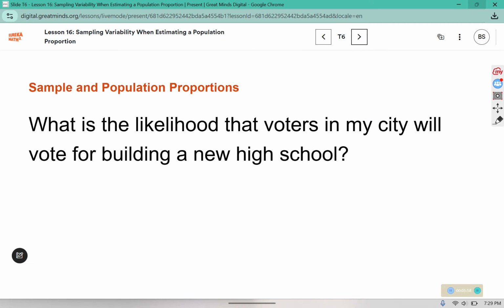What is the likelihood that voters in my city will vote for building a new high school? You could take a sample as well and sample several people from your city to help you answer this question. The population, however, would be all of the voters in the city.